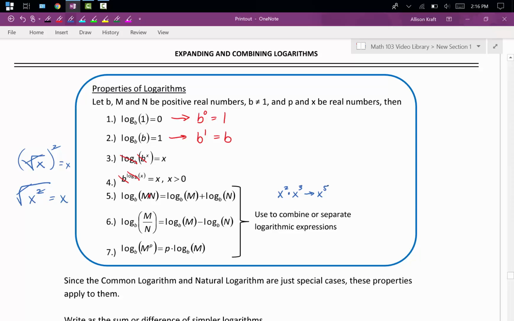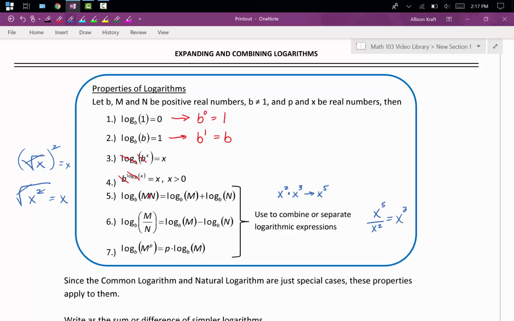Property 6 says log base b of m divided by n equals log base b of m minus log base b of n. Going back to my exponent rules, if we had x to the fifth divided by x to the second, here we subtract our exponents to give us x to the third. So I remember when I have division in my argument, I'm going to subtract.